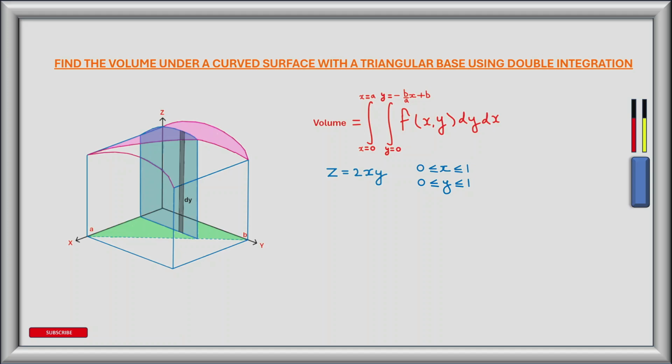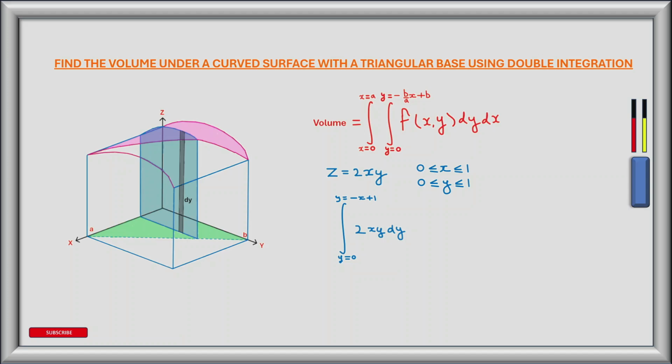So now we know how to work out the volume. Let's look at a real example. So we have the function z is equal to 2xy, and we have limits on the x-axis from 0 to 1 and limits on the y-axis from 0 to 1. So let's calculate the volume under this surface.